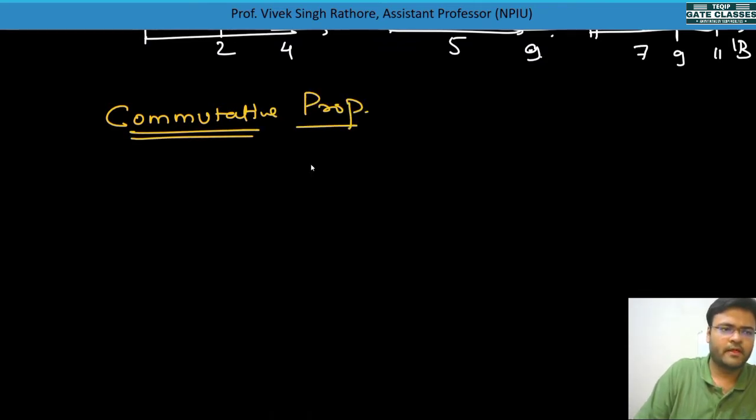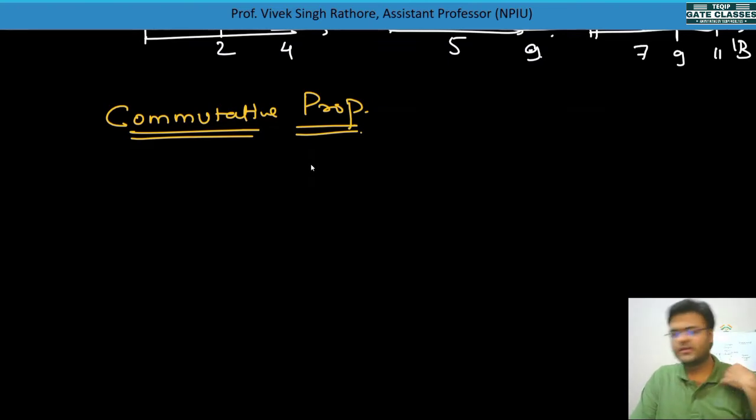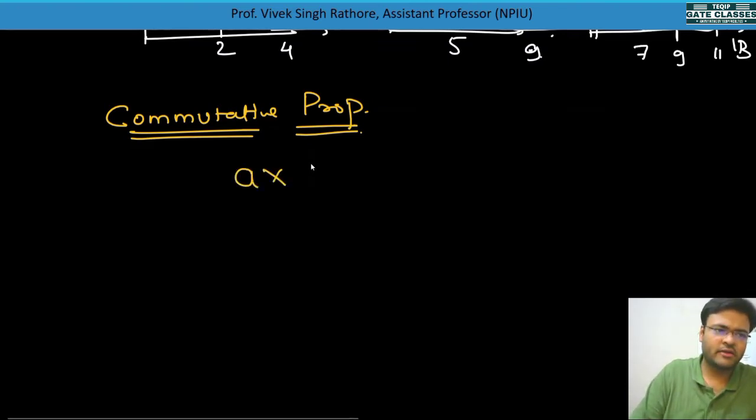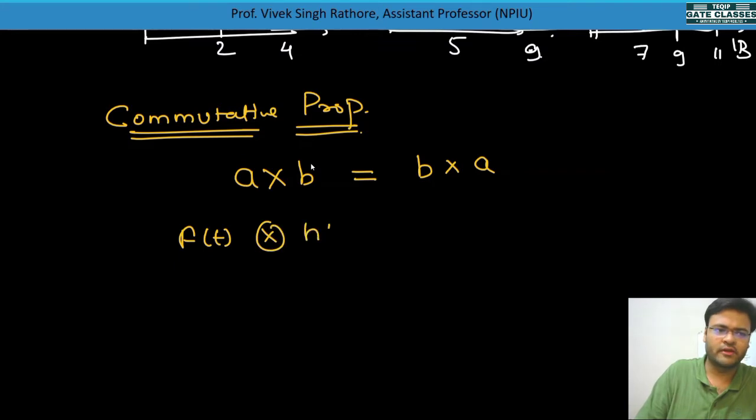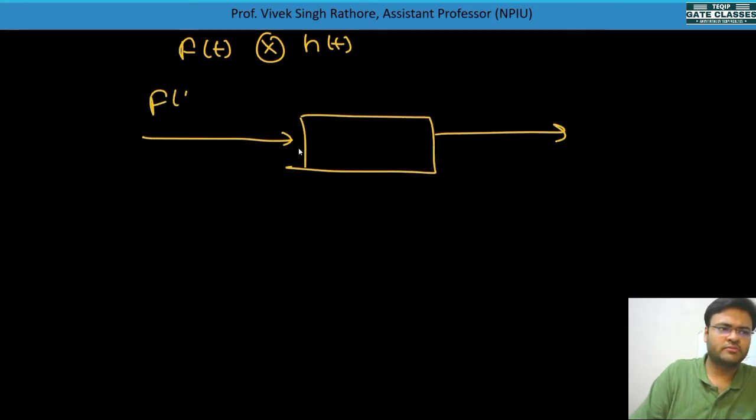Commutative property. Actually, what does commutative property mean? See, whenever a signal is multiplied by another signal, if it is the same as the second signal multiplied with the first signal, then the operation we are doing is following the commutative property. Whether our systems follow it or not, LTI systems will check it. Let your input signal be f of t, convolved with h of t.